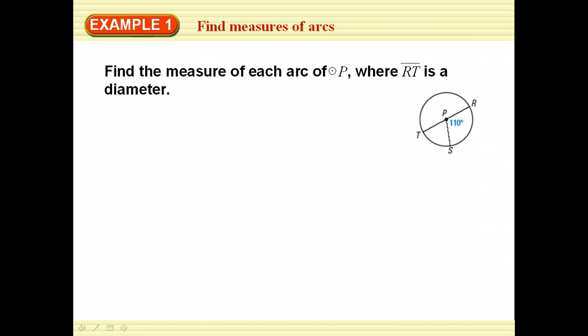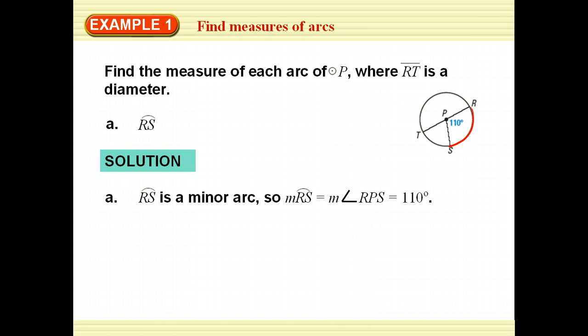So find the measurement of each arc of P where RT is a diameter. So first we'll look at arc RS. Since there's only 2 letters, I'm going from R around to S. Remember, the arc is the same as the central angle. Therefore, arc RS has a measurement that is 110 degrees.